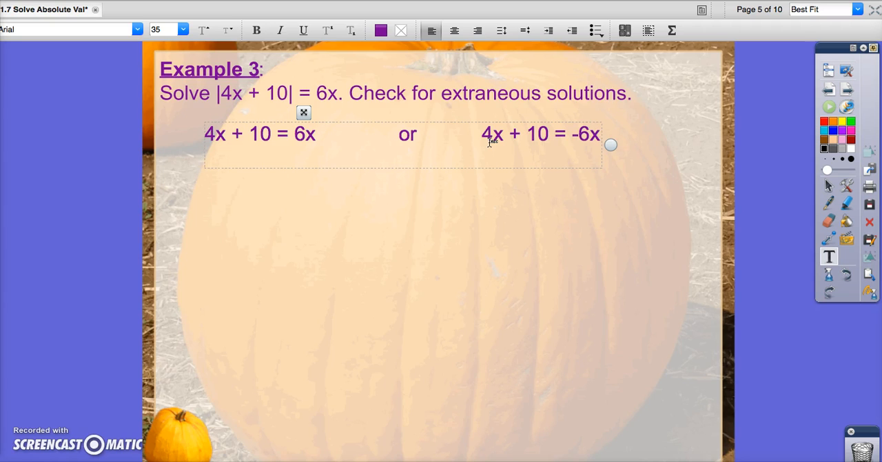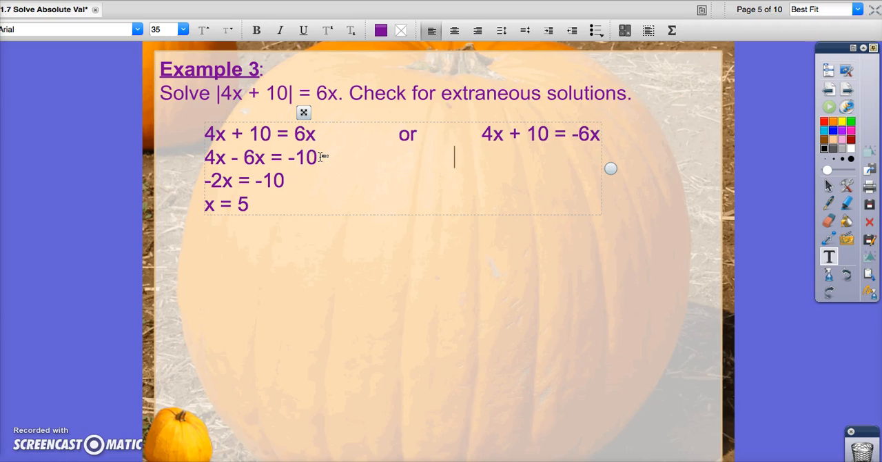All right. So let's bring the x's over. 4x, transpose the 6x over, is a negative 6x. And in the same step, I'm going to move the 10 over to the right as negative 10. So make sure you're okay with my transposing here. I get negative 2x equals negative 10. And then when I divide, I get x equals 5. Okay?